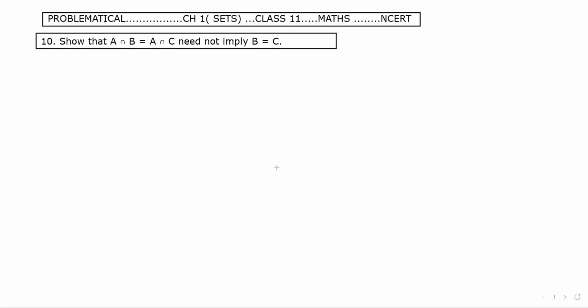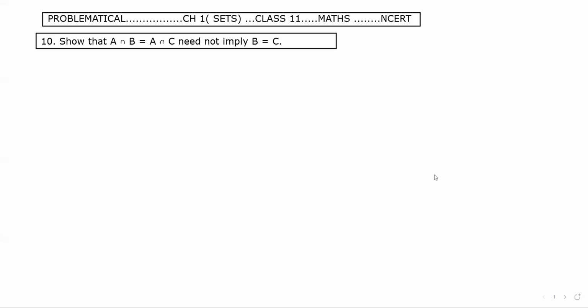In the last class, we saw the first half of the miscellaneous exercise. Continuing with it, your 10th question. Show that A intersection B is equal to A intersection C need not imply B is equal to C. So here we have to prove that the given condition does not necessarily mean that B is equal to C.